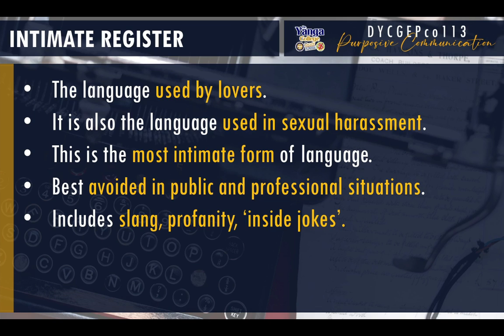It is best avoided in public and professional situations, syempre. Since ito ay about your affection for one another, tungkol sa pagmamahalan nyo, or maybe about sa inyong mga sexual thoughts, yung mga ganun, it is best kung pag-uusapan niyo siya on your own. Kaya nga siya intimate register, pang sa inyo ng dalawa. Hindi pwedeng marinig yan in public or makita yan in public, lalo na in a professional situation, in the workplace. Okay? It includes slang, profanity, and inside jokes.